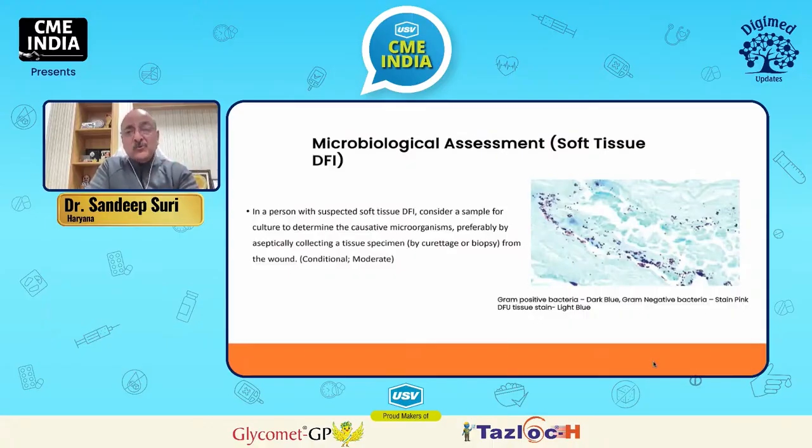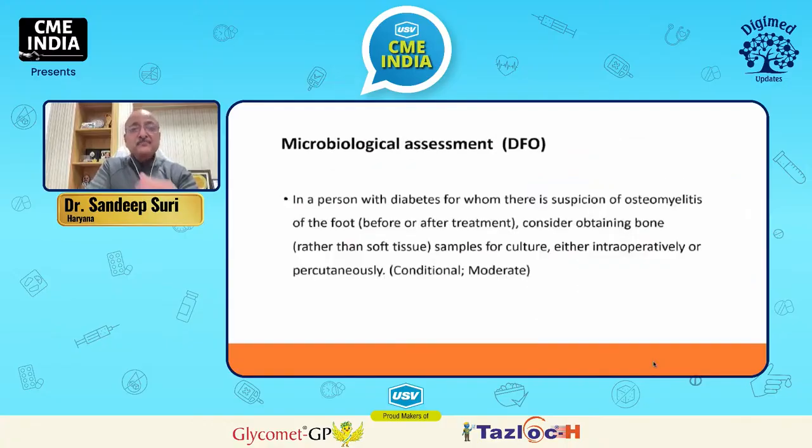But you can also go with a Gram stain. Gram staining is a very handy tool in front of you. By going with a Gram stain, you can find gram positive bacteria, which are stained dark blue, gram negative bacteria, which are stained pink, and diabetic foot tissue will stain light blue. So ultimately, you will be able to know whether you are dealing with a predominantly gram positive, gram negative, or polymicrobial infection.